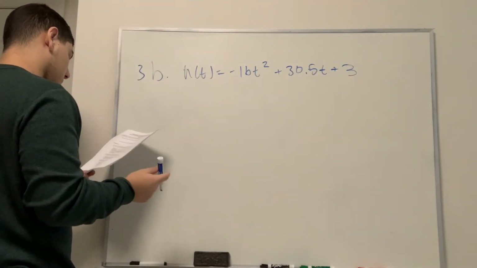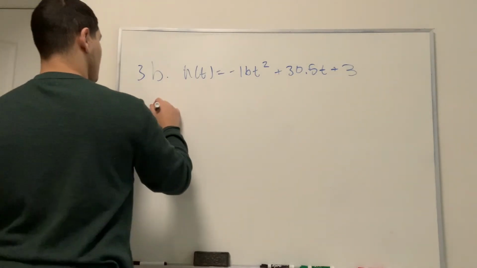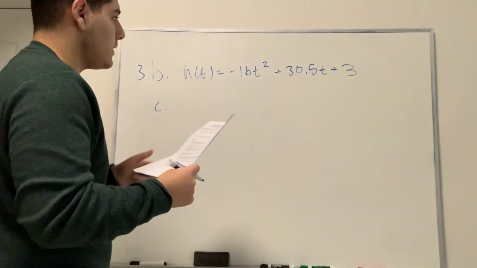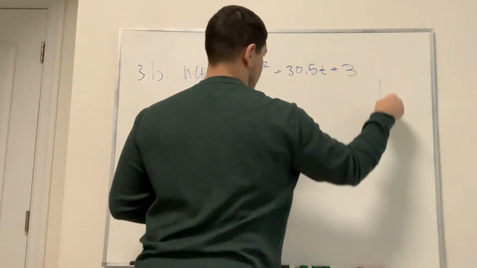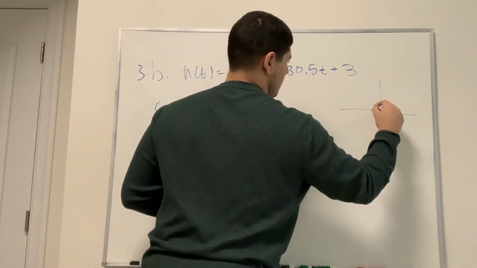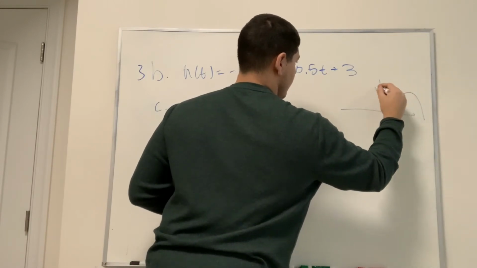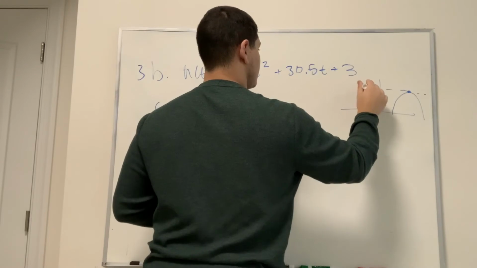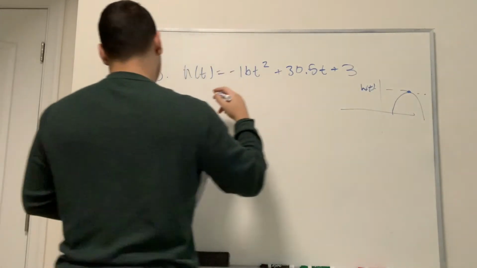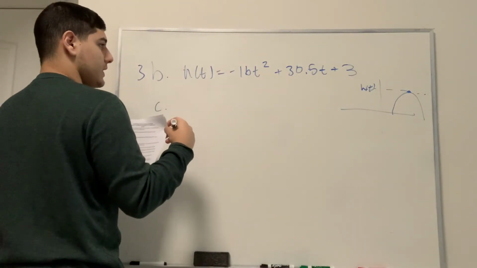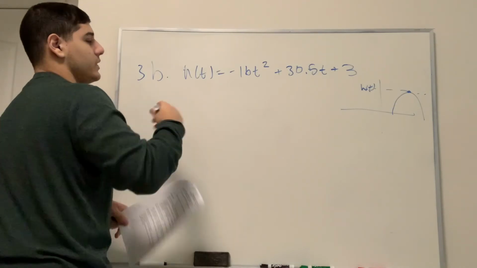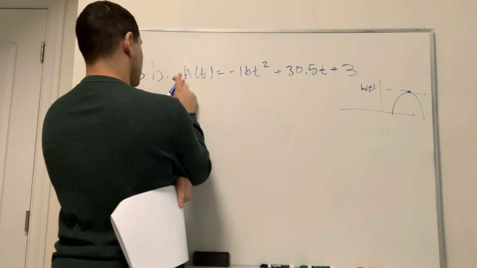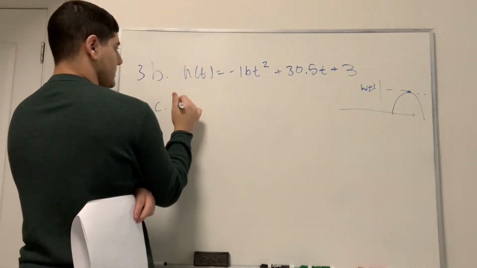At what time did the baseball reach its maximum height? So at its maximum height, you know it's going to take a shape like this. Its maximum height is right here, and that's what we like to call the vertex. So here we have to find the vertex, and to find it, we can write it in vertex form.